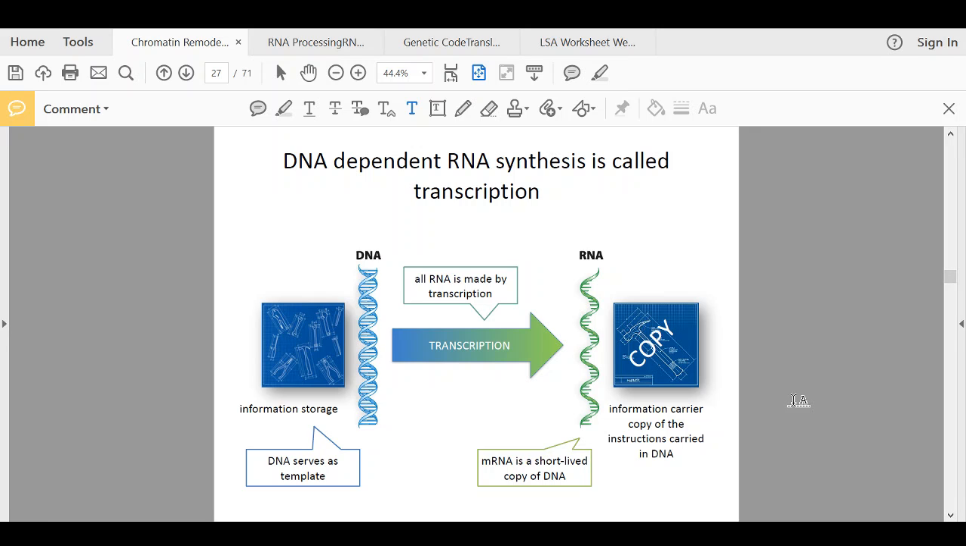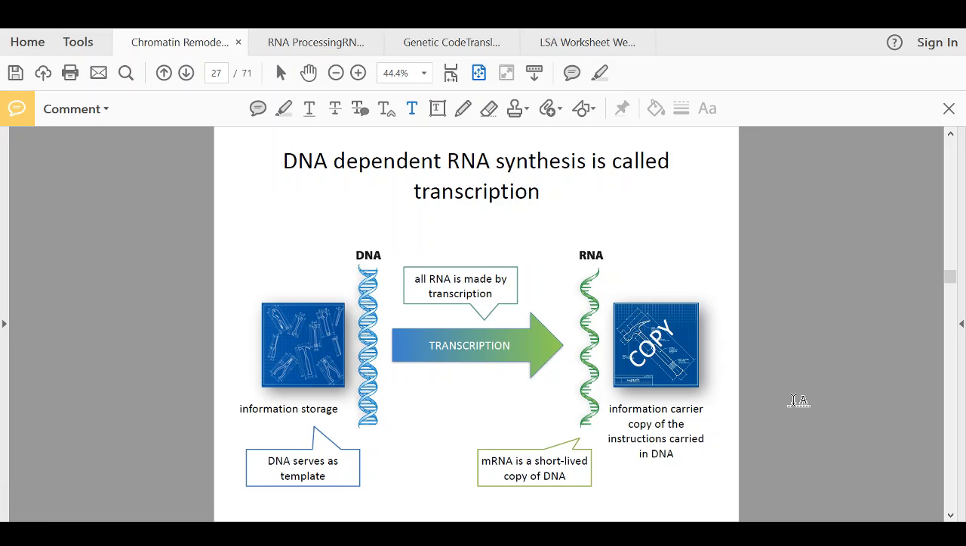DNA-dependent RNA synthesis is called transcription. DNA is known as the information storage and serves as a template. All of our genetic information is stored in the DNA. A fun fact for those who didn't watch the previous videos is that the DNA sequence is the same in every single cell, even though every cell has different expression of it. We'll talk more about what that means later on.